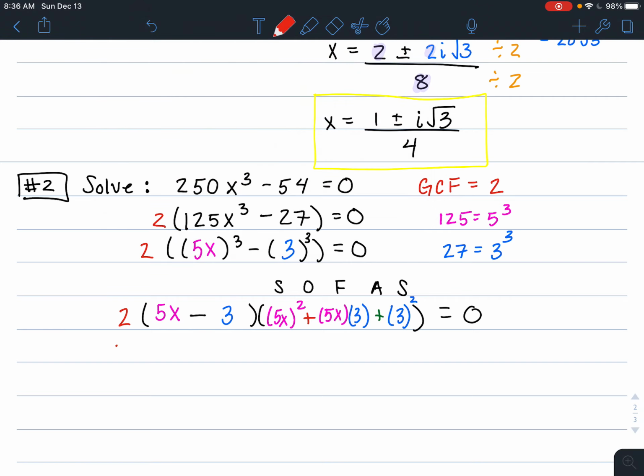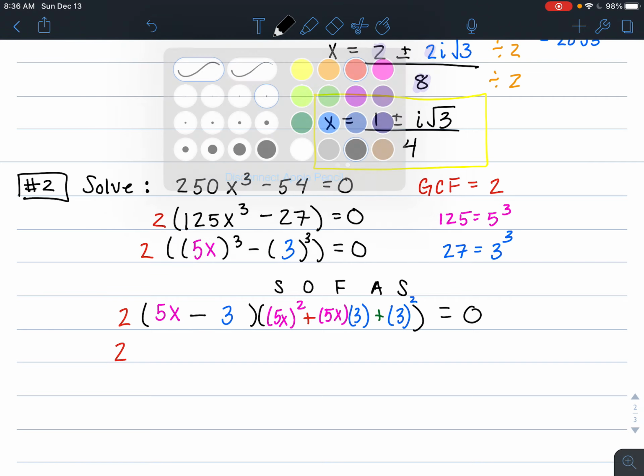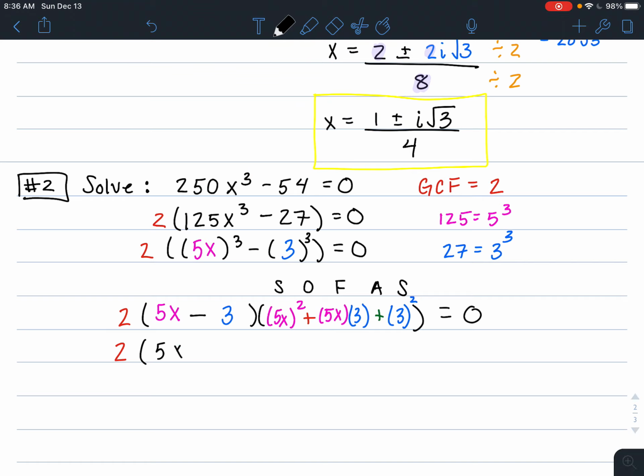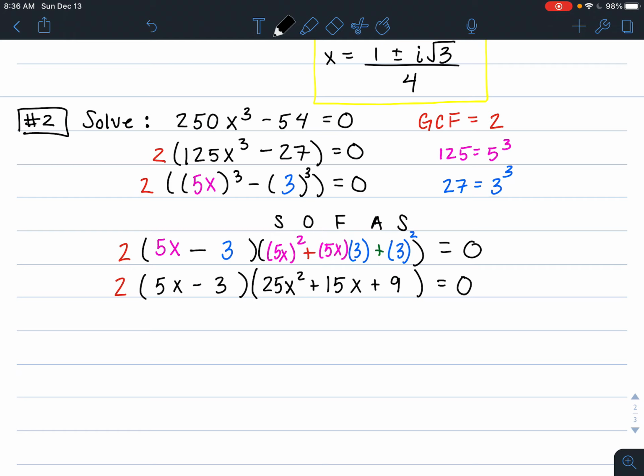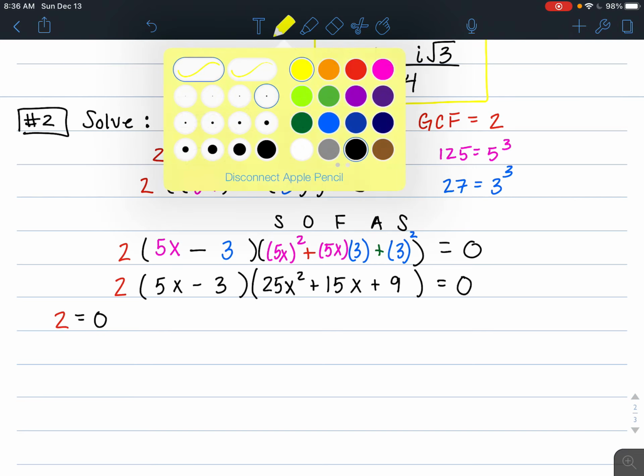So I guess I'll leave my GCF of 2 red on the outside. Right, so then I'm going to get 5x minus 3 times 5 squared is 25, x squared is x squared, 5x times 3 is 15x, and plus 9 there, or 3 squared. So then, right, we're solving, so we're going to set all of our factors equal to 0. So technically what we do is we set the 2 equal to 0, right, but that's ridiculous, there's no solution there.